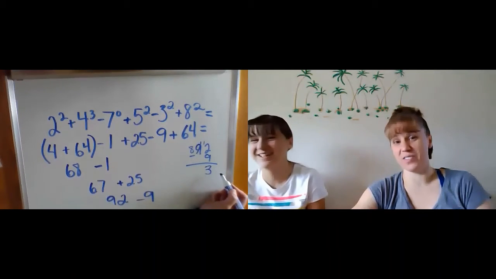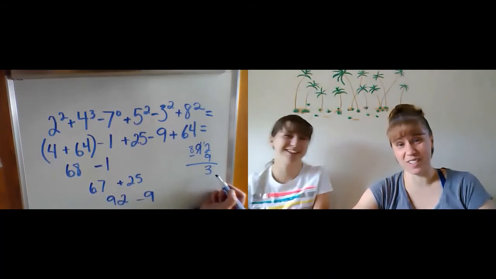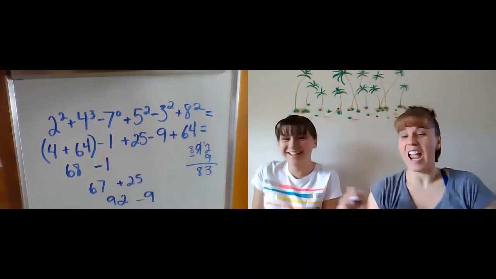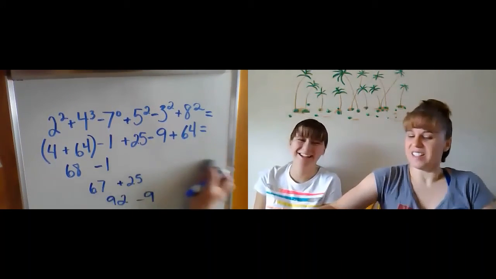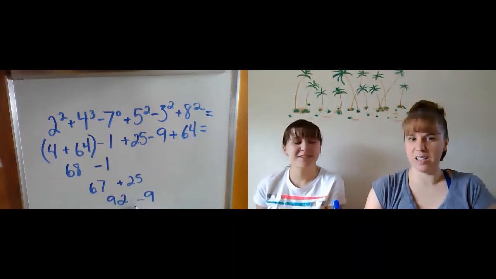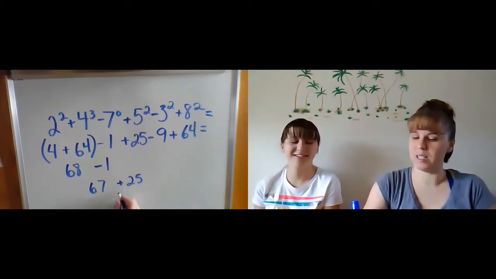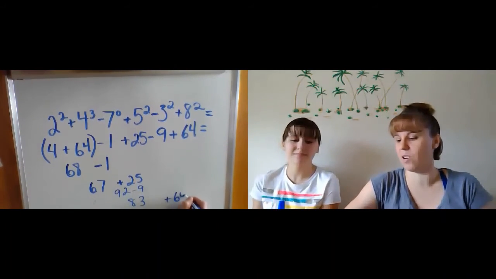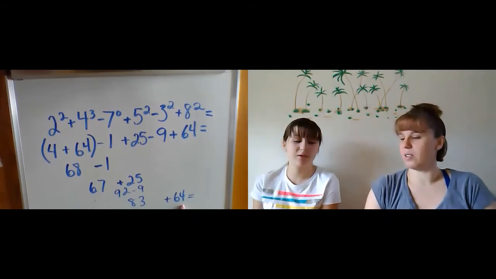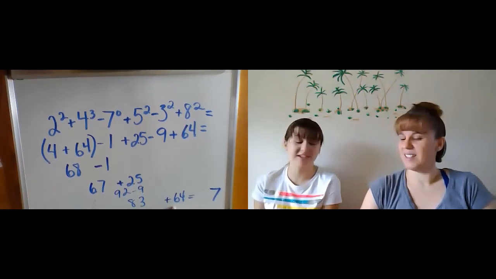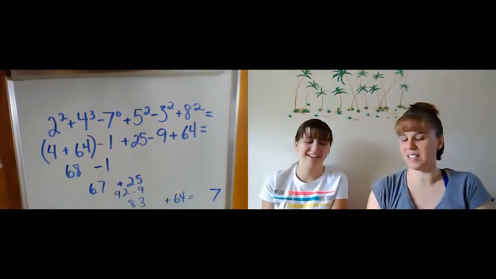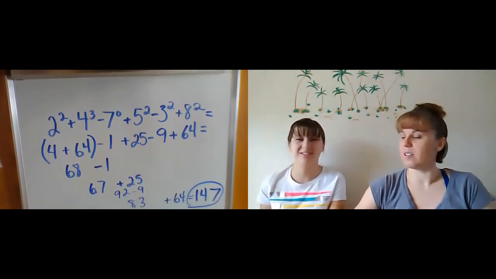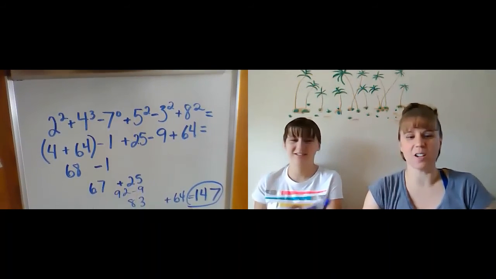8 take away 0 is 8. 83. Okay, so 92 minus 9 is 83. We're going to have to move that up so you can see it. 92 minus 9, and then we have 83. Bring down our plus 64. 3 plus 4 is 7. 8 plus 6 is 14. So 147 is our answer.